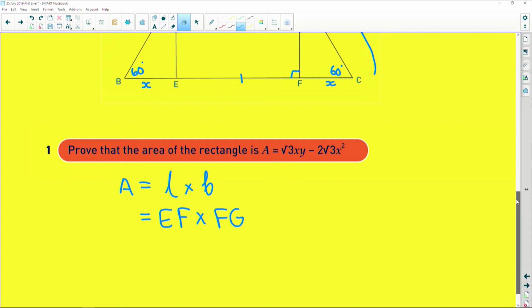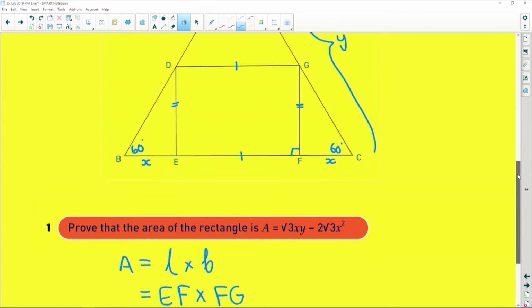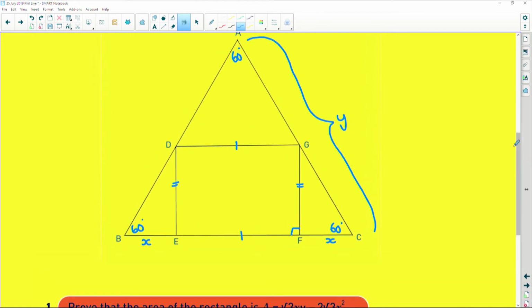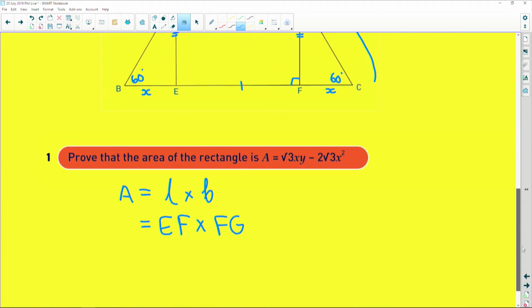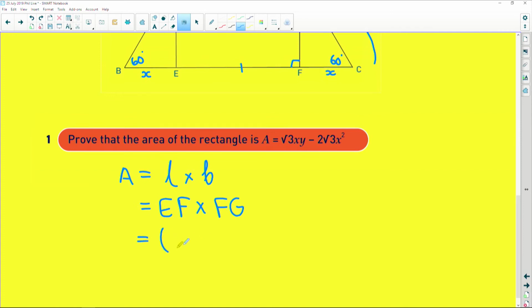Now, if we try and look for expressions for these two sides, we can see that EF forms a side of the triangle. So we have the whole side equal to Y. We have E there, F there, an X there, and an X there. So EF is equal to the whole side Y minus 2x. Okay. So EF is y minus 2x.